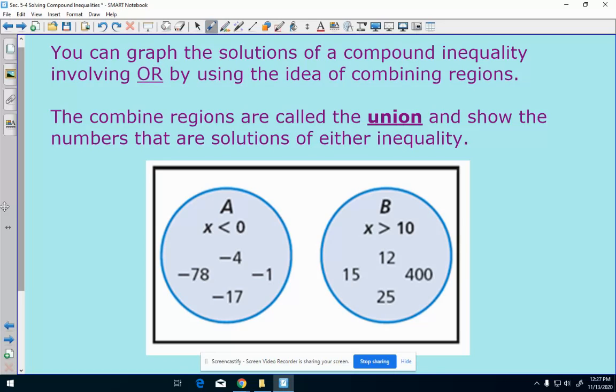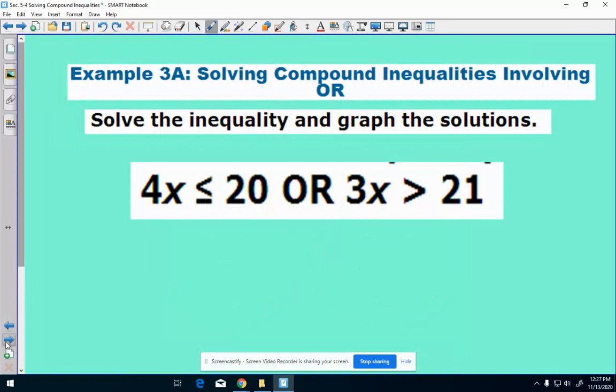Their pictures are not going to go together. Their pictures actually are going to do what? They're going to go away from each other. So if they don't, then something's going on. Now, these are way easier to solve because look at how they have to be written. They have to include the word or in between them. Okay?